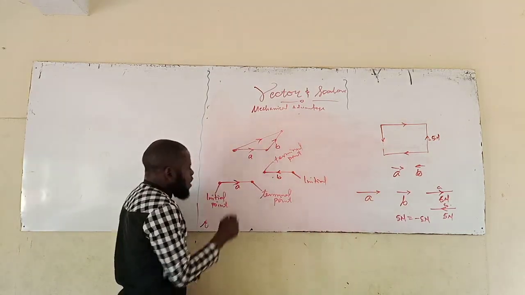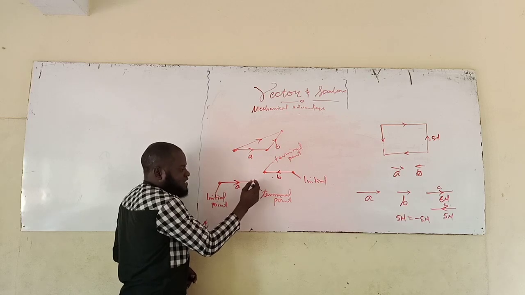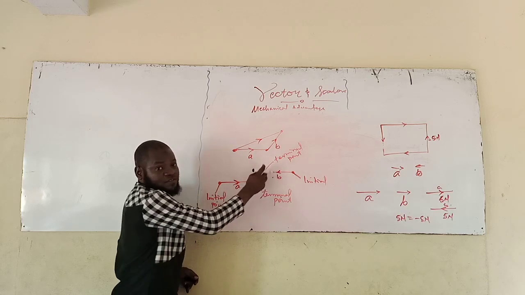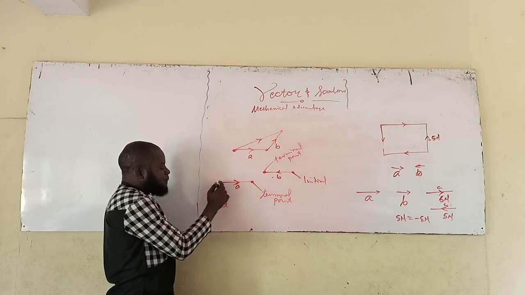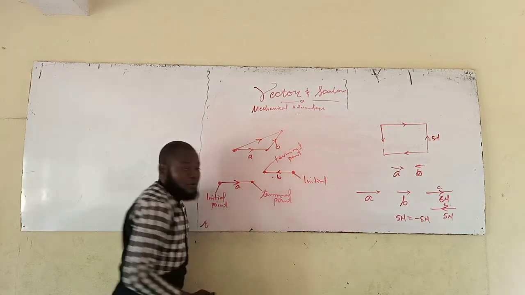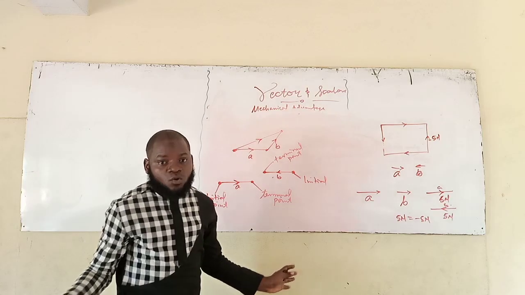But if what happens to be the terminal point of this is the same as the terminal point of this, they are facing opposite direction. If what happens to be the initial point of this is the same as the initial point of this, they are facing opposite direction.